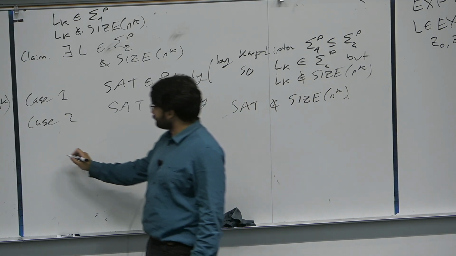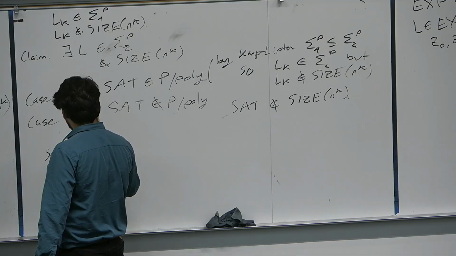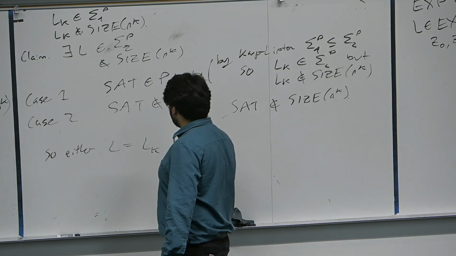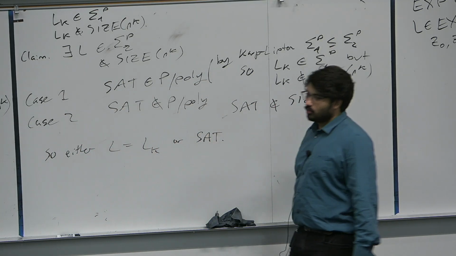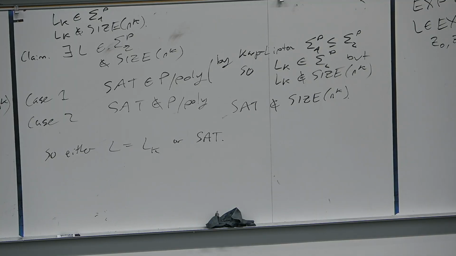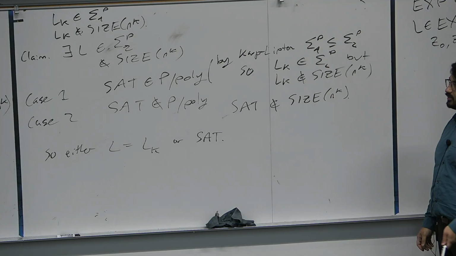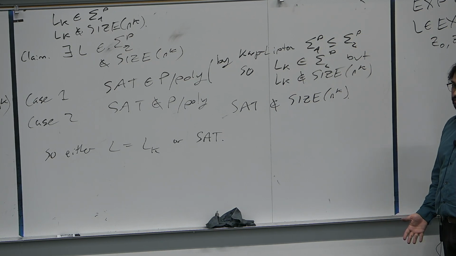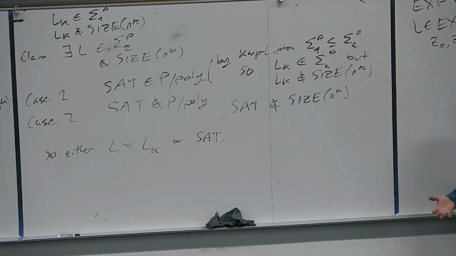So either L is equal to LK or SAT. One of those must be true, and one of those is in sigma 2 and not in size n to the k. We don't know which one. So the proof is non-constructive, and this is what complexity theorists call non-constructive results, because it's kind of a joke. We proved a circuit lower bound, but do we know on what? We don't know what we proved the circuit lower bound on, but we did prove a circuit lower bound. So this is kind of the cope that people do.